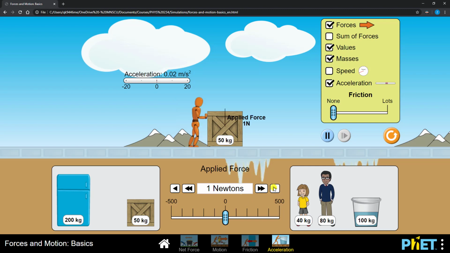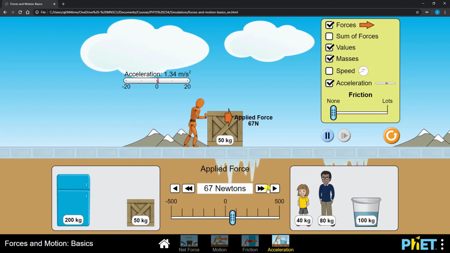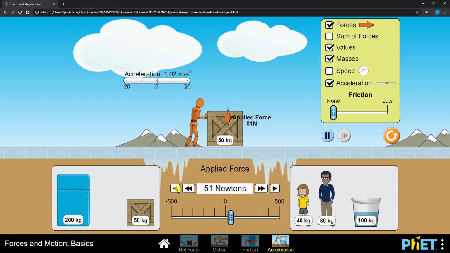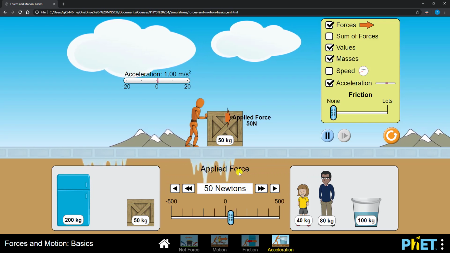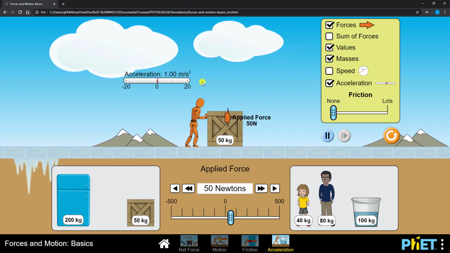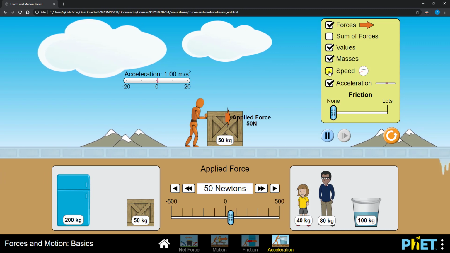Okay, so let's exert, just trying to get exact. So I exerted 50 newtons against 50 kilograms, and I end up getting a 1 meter per second squared acceleration.